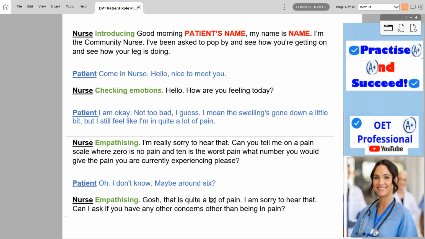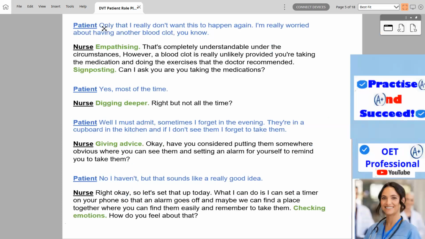Gosh, that is quite a lot of pain. I'm sorry to hear that. Can I ask if you have any other concerns other than being in pain? Only that I really don't want this to happen again. I'm really worried about having another blood clot, you know? That's completely understandable under the circumstances. However, a blood clot is really unlikely provided you're taking the medication and doing the exercises that the doctor recommended.